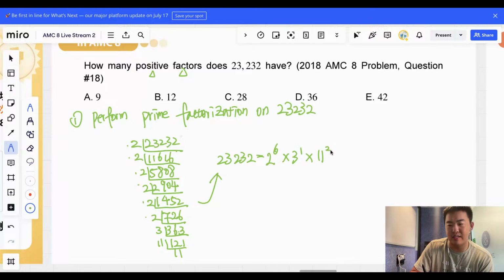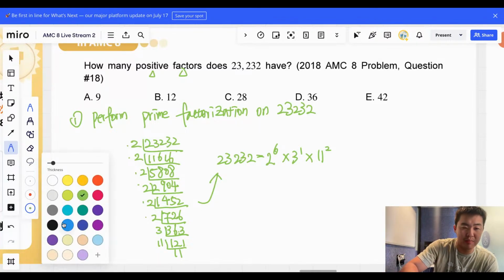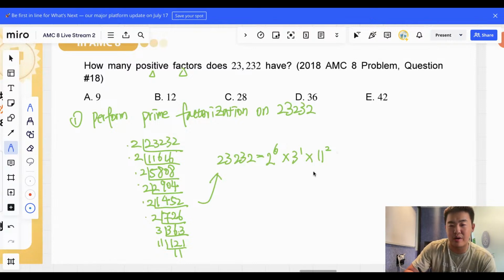So 11 to its 2nd power. Okay, very good. You see, I'm writing down all the power, even if it's just 1. I'm still writing out explicitly. That should be good for the first step. So let's see what's our next step.